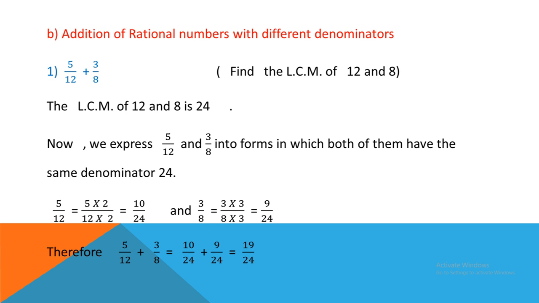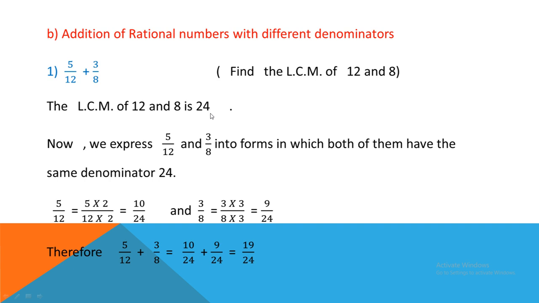Now next is the concept of rational numbers with different denominators. As we add in fractions, in the same way we add in rational numbers. The only difference will be of positive and negative signs, as there will be negative and positive numbers together. For example, here I am taking one example, 5 by 12 and 3 by 8. The denominators are 12 and 8. Both denominators are different. We have to make the denominators equal. So what we will do is find the LCM of 12 and 8.